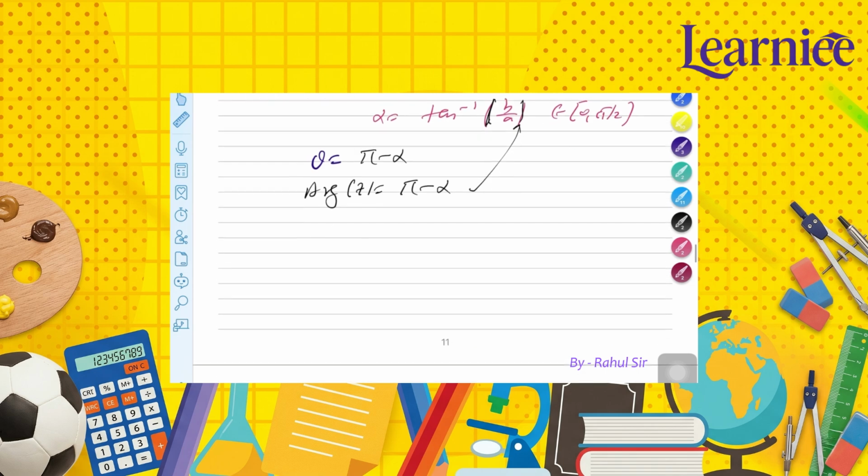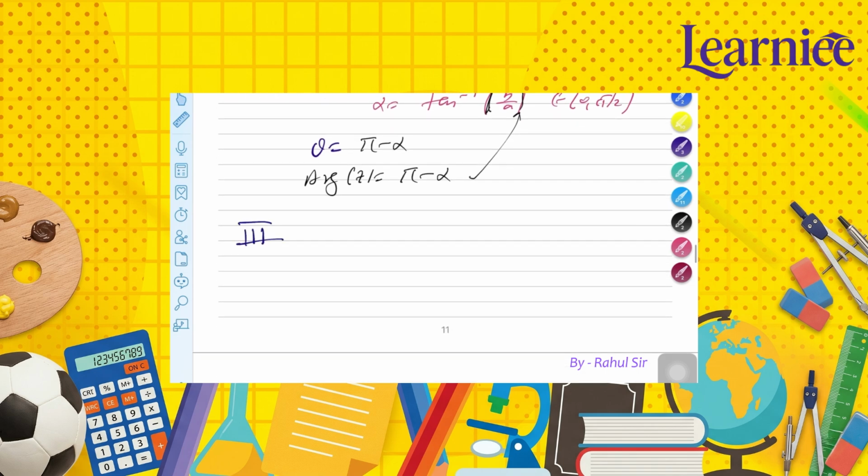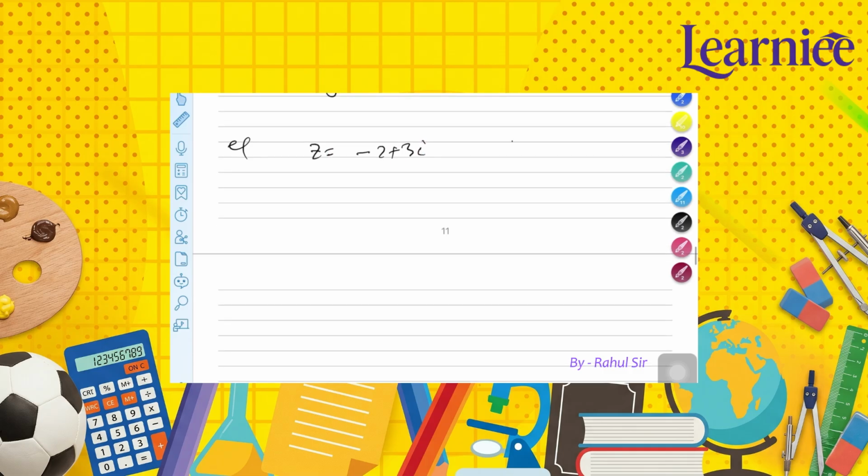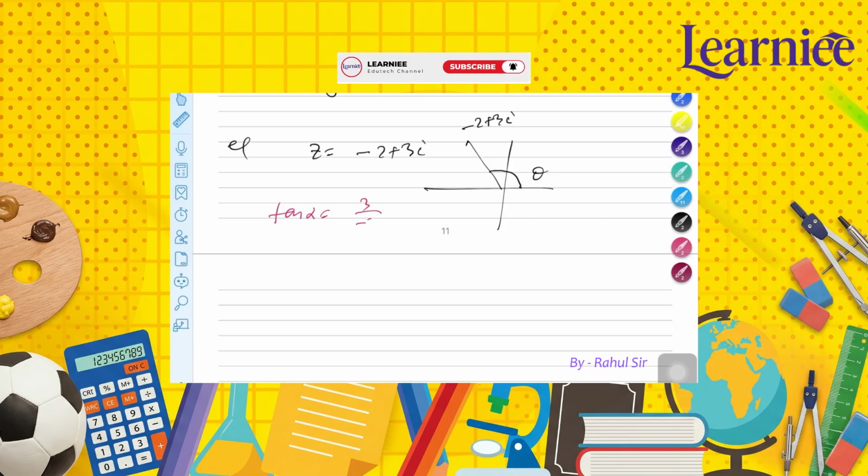Got it? Now what happens if it lies in the third quadrant? That is quite interesting. But before the third quadrant, let's take one basic example, then you will have an idea. Let's say we have to find the principal argument of minus 2 plus 3i. Obviously this lies in the second quadrant, so the principal argument will be this value. The first step is to find alpha. So tan alpha is the positive value of 3 upon minus 2.